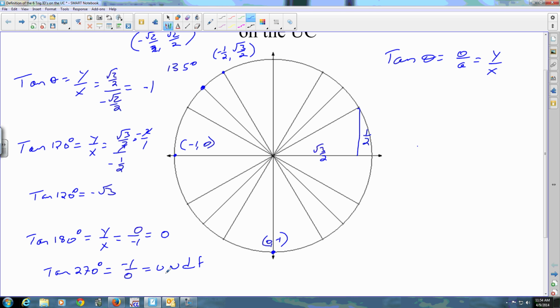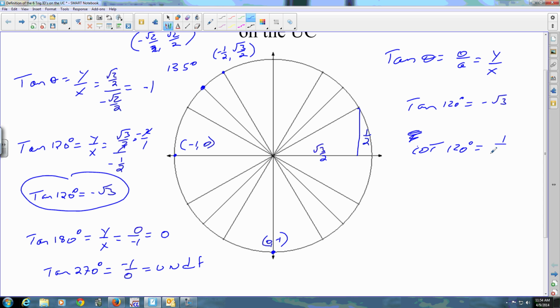Let's look at this one. If tangent of 120 is equal to negative square root of 3, then, whoops, the cotangent of 120, remember, tangent and cotangent are just reciprocals. Then you have to rationalize it. So the cotangent of 120 is going to be equal to negative square root of 3 over 3.